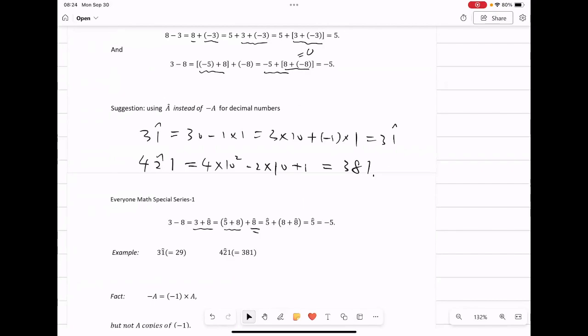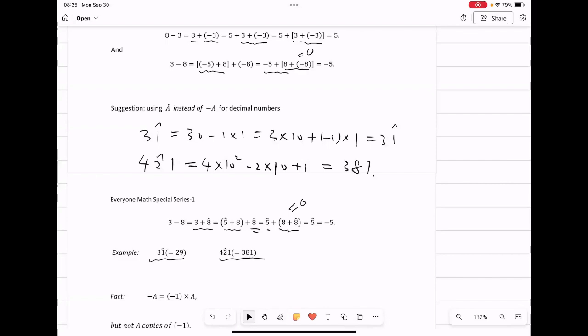Okay, and then you use the associative rule. You can put 5 head out and put this 8 plus 8 head together. Again, this will be 0 because 8 is the opposite of 8 head. Therefore, you got 5 head, which is -5. Okay, so I already explained that you can use head. This 31 head actually is 29. The 4 2 head 1 actually is 381.